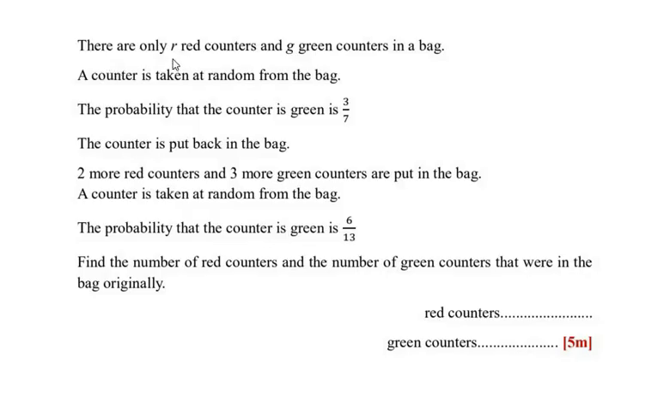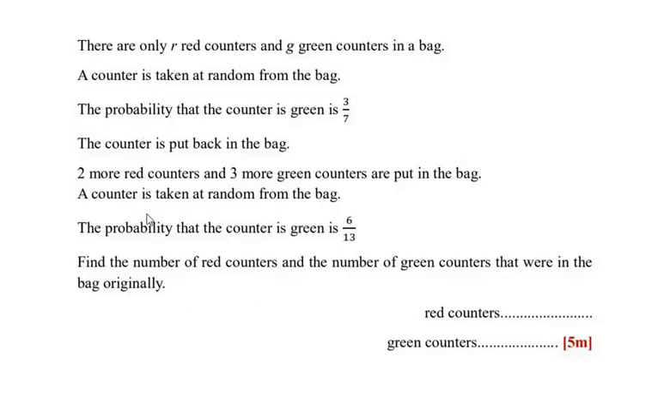There are only R red counters and G green counters in a bag. A counter is taken at random from the bag. The probability that the counter is green is 3/7. The counter is put back in the bag. 2 more red counters and 3 more green counters are put in the bag. A counter is taken at random from the bag. The probability that the counter is green is 6/13. Find the number of red counters and the number of green counters that were in the bag originally.